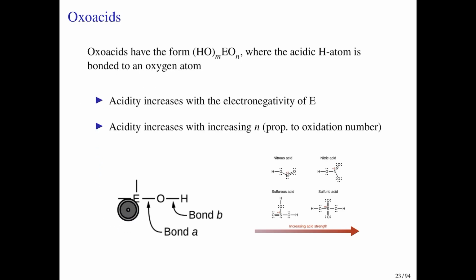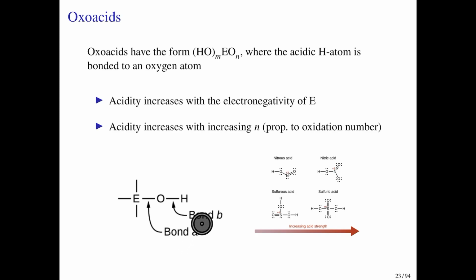You have some central parent atom, usually an electronegative atom, like chlorine or bromine or sulfur or something like that. And then surrounding the electronegative atom are a different number of oxygen atoms. In this case, we're showing one oxygen atom, but there could be up to a total of 4 oxygen atoms around that electronegative atom. And then the acidic proton is attached to the oxygen atom.